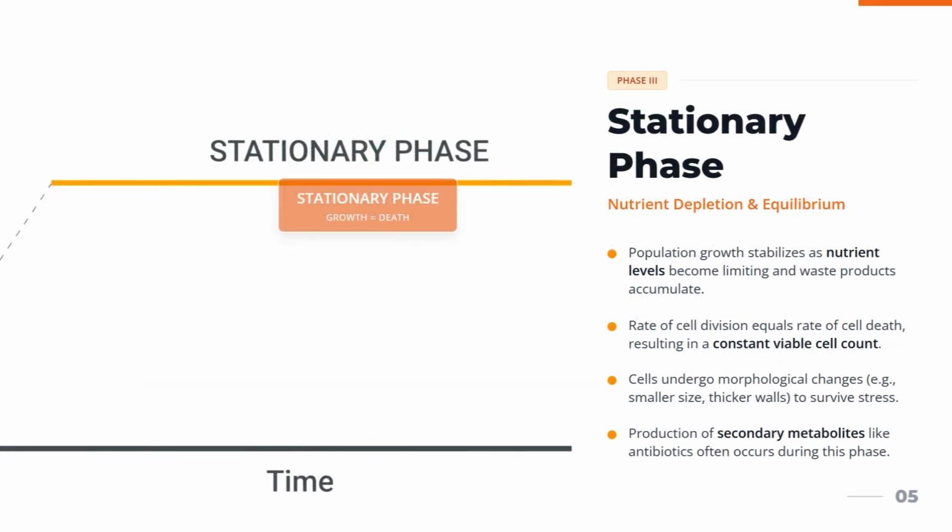Stationary phase, growth equals death. Phase 3, stationary phase, nutrient depletion and equilibrium. Population growth stabilizes as nutrient levels become limiting and waste products accumulate. The environment can no longer support unchecked growth. The rate of cell division equals the rate of death, resulting in a constant viable cell count. The total number of living cells plateaus, creating a flat line on the graph.